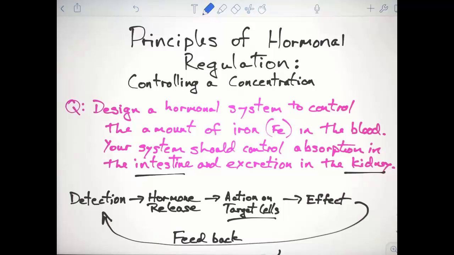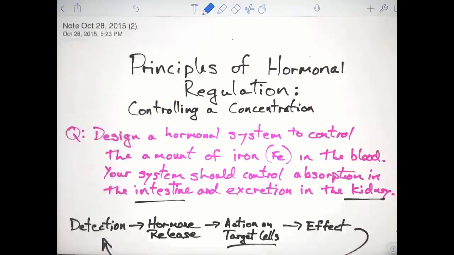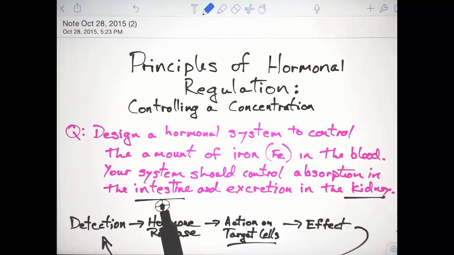Let's go back and check our original question. We want a hormonal system that controls the amount of iron, controlling absorption in the intestine and excretion in the kidney. When iron is high, it's going to suppress absorption of iron in the intestine, and it's going to increase excretion of iron in the kidney. When iron is low, it's going to fail to repress the absorption of iron in the intestine, and it's going to fail to increase excretion of iron from the kidney. So our system will work correctly.